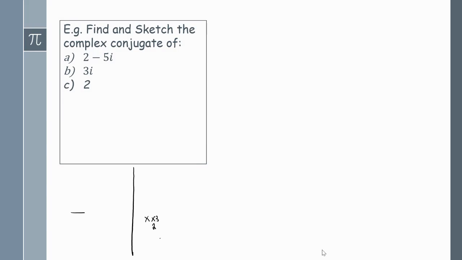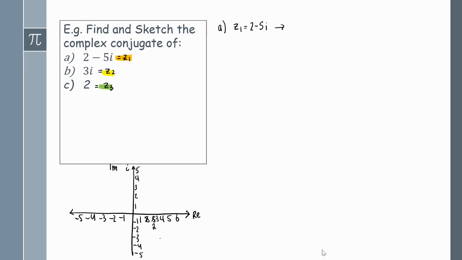Lastly, we're going to find and sketch the complex conjugates of the following numbers. Excuse my graph, complex numbers. The conjugate just means you flip the middle sign from negative to positive or positive to negative. So, for the first question, if we have 2 minus 5i, just flip the middle sign to its opposite. So the complex conjugate, denoted by a line above Z1 or whatever you're taking the conjugate of, is equal to 2 plus 5i.